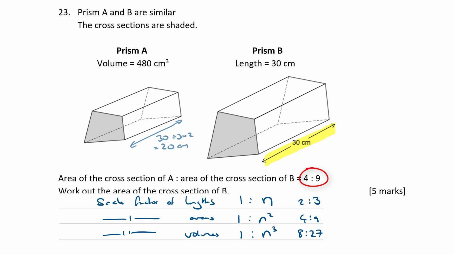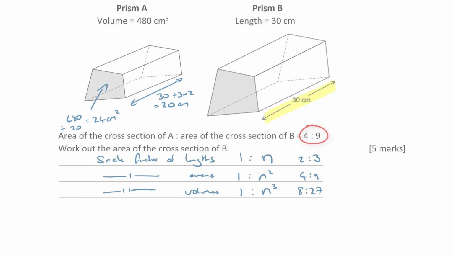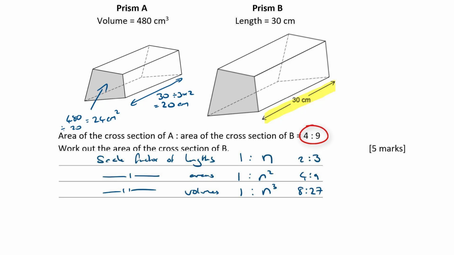Does that make sense? The volume of a prism is the area of the cross section times its length. We know the length is 20. We know the volume is 480. So 480 divided by 20 will give me the area of the cross section, 24. So we know that that has a cross section of 24 centimeters squared.